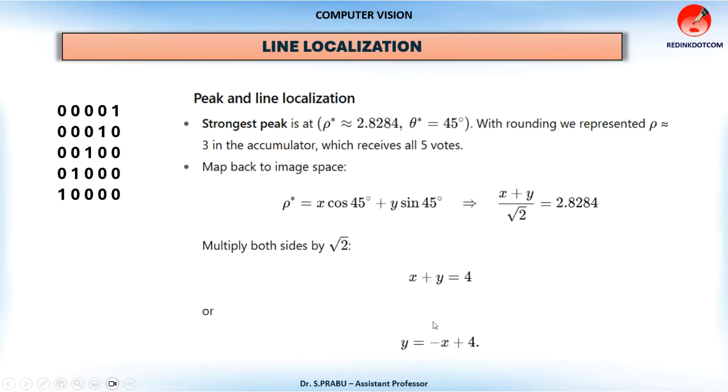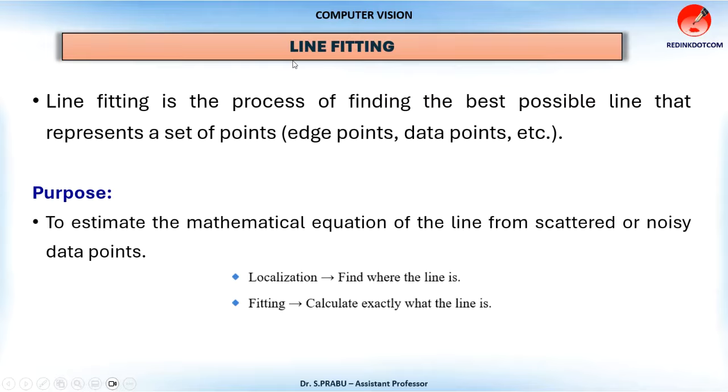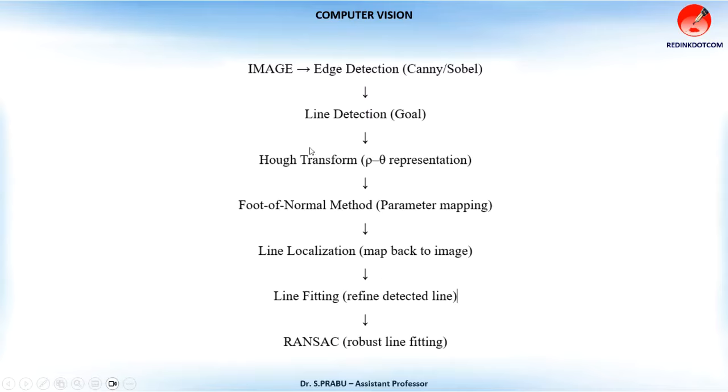If you apply these values into this polar equation, you get the value like this. So finally you can conclude all these 5 points contribute to the straight line. Using line localization you can identify the starting point, the end point, and which pixels contribute to this line. Then finally you can draw this straight line using line fitting. So line fitting comes after line localization and draws the exact line. And this is the hierarchy of this concept.